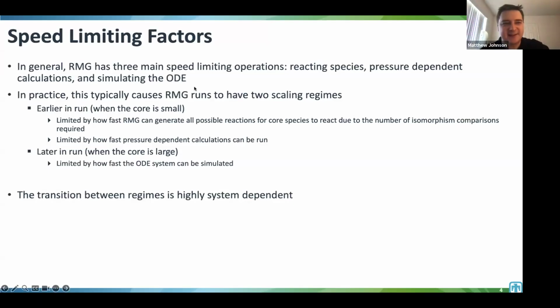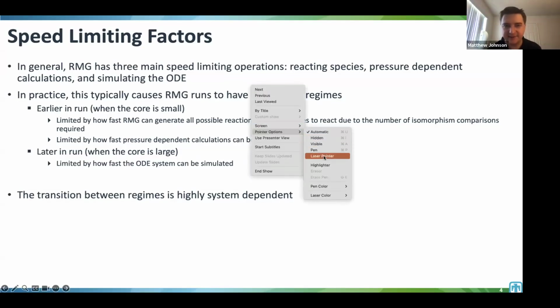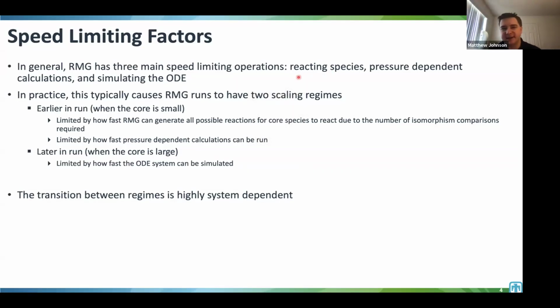What's important to understand is that RMG in general has three primary speed limiting operations: how fast it can react species, how fast it can run pressure dependent calculations, and how fast it can simulate the ordinary differential equation. In practice, this effectively causes RMG to have primarily two scaling regimes.